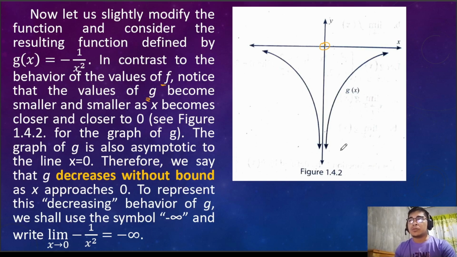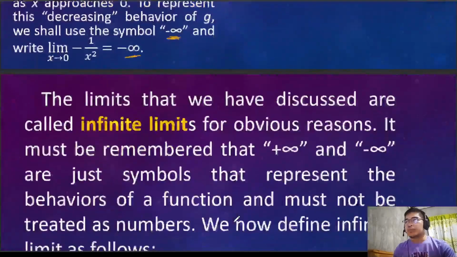So, the graph of g is also asymptotic to the line x equals 0. Therefore, kagay nina, we have increasing. Karon, we say that g becomes what? Decreases without bound. So, it will extend down here, without bound as x approaches 0. So, to represent this decreasing behavior of g, we use the symbol negative infinity. Kaganina, we have positive infinity. Now we have the negative infinity. And we write limit of negative 1 over x squared as x approaches 0 is equal to negative infinity.